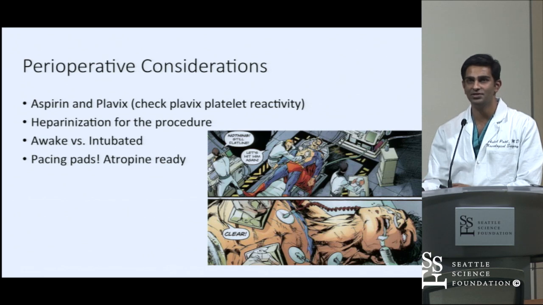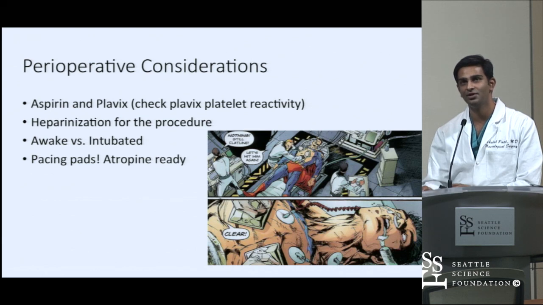Heparinization for the procedure, really easy. Awake versus intubated: all of the carotid artery stents that I've done, I've done awake, just like I would do a CEA. So you can have the patient totally awake. Very key is, even if the patient's awake, you have an anesthesiologist there, and you need to make sure that they have pacing pads on, because as soon as you balloon the bulb, you could stop their heart. So some anesthesiologists will give glyco or atropine ahead of time, or you can ask them to give it before you do that inflation of the balloon.